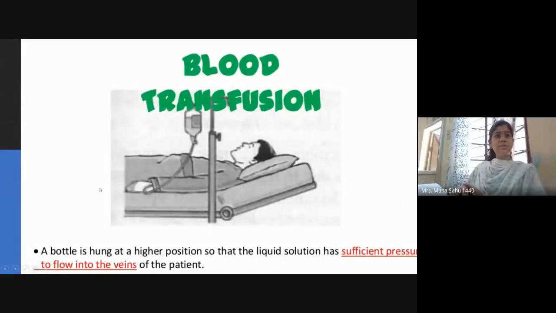Regarding blood transfusion, a bottle is hung at a higher position so that the liquid solution has sufficient pressure to flow into the veins. It should have the same pressure, only then will it flow inside.